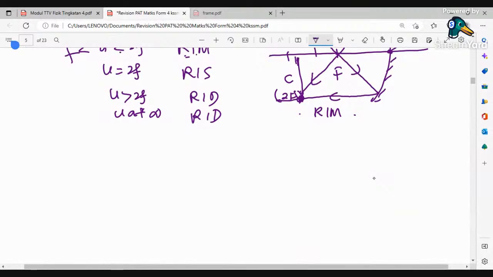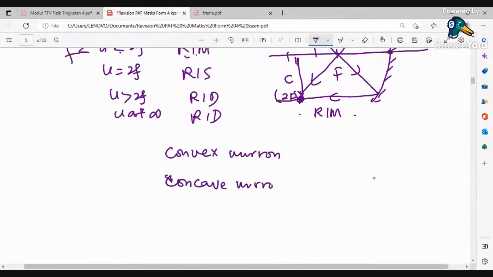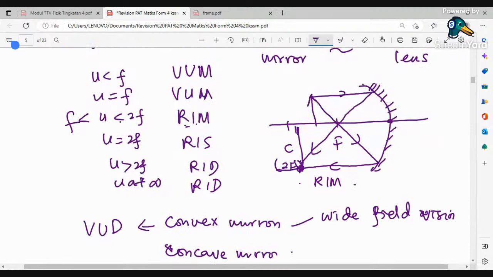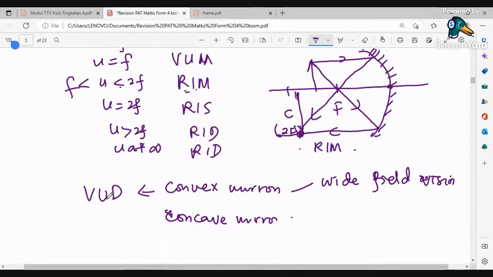And then you discuss also about application of mirror. You ada convex mirror, convex, dia wide field of vision. Okay, kenapa? Sebab convex mirror, image dia sentiasa BUD. Sama macam concave lens. Dia sama macam concave lens, BUD. Virtual upright image. So if the image smaller means it will cover larger area.